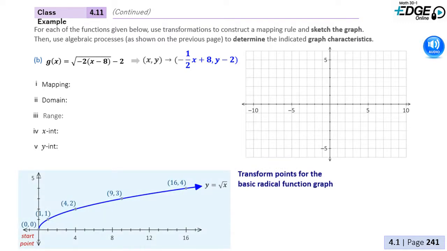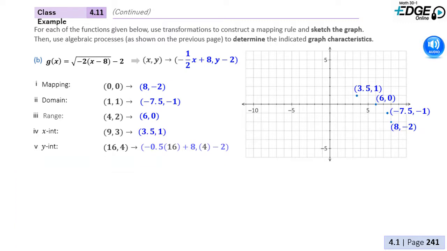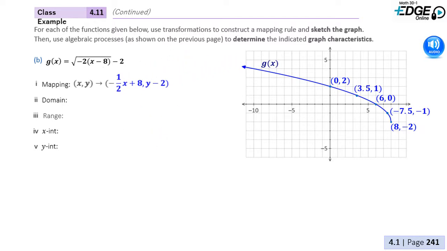Now, we'll go ahead and apply this mapping rule to our 5 basic points of (0, 0), (1, 1), (4, 2), (9, 3), and (16, 4). Notice that our endpoint here is at (8, negative 2). So graphically, we can already see that our domain is x less than or equal to 8. Let's see how we'd find that algebraically.